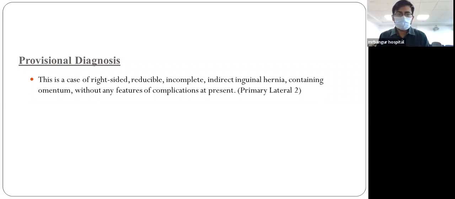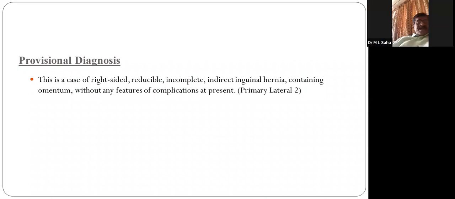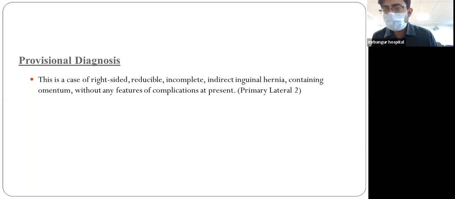Sir, an omentocele is when the omentum is the content, and an enterocele is when the bowel is the content. If it is an enterocele, what can the patient tell you? Sometimes the patient can volunteer that while doing reduction, he can hear a gurgling sound, sir. He will hear a gurgling sound.